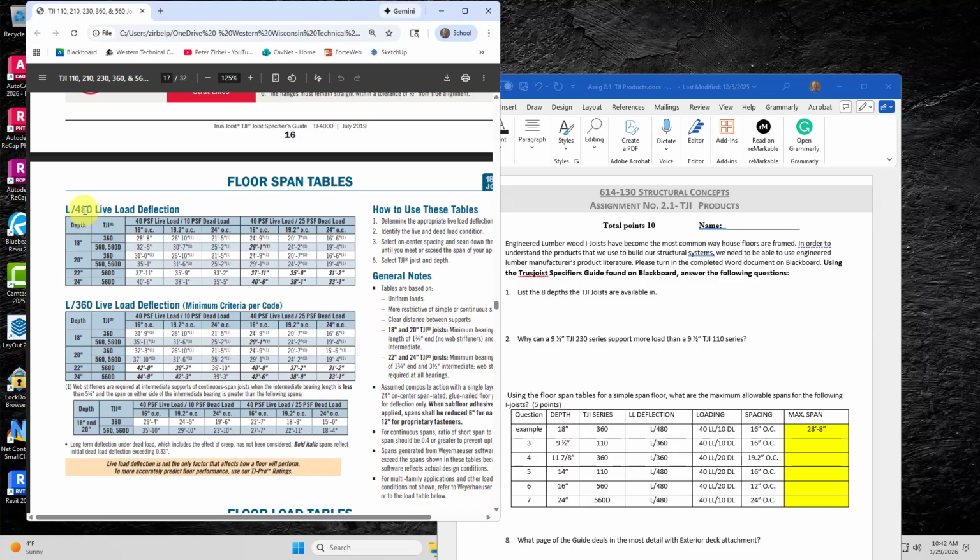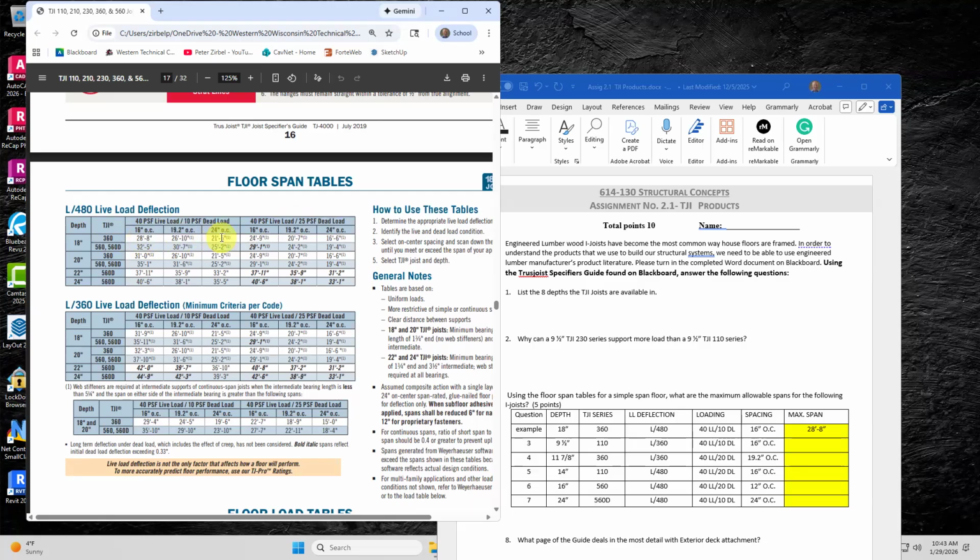Then I need to know the TGI series. So I'm saying it's a 360 series. So that means I'm going to be in this top row of the top chart, because that's the 360 18-inch L over 480. Then I need to know my loading. So I'm telling you 40 live load and 10 dead load. So that means that I'm going to be in this area here because this is 40 and 25. So I know I've narrowed it down to these top three numbers.